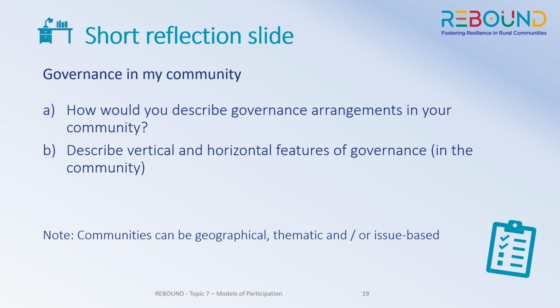Who are the actors? Who's participating? Who's not participating? How do decisions happen? Is there shared power? Is government involved? And if government is involved, what layers or tiers of government? And as we've said before, communities can be geographical communities, but they don't have to be. They could be thematic, they could be issue-based, and increasingly indeed, we have virtual communities as well. So just think of the governance landscape, the governance arrangements in a community with which you are familiar.